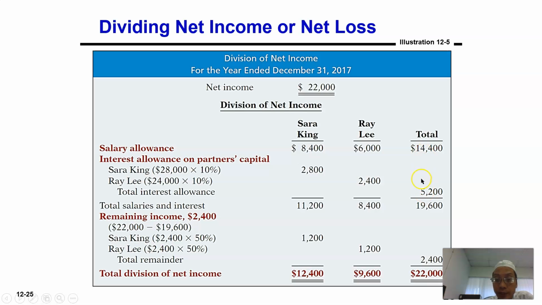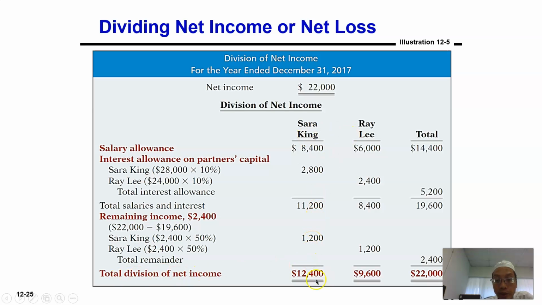The total of salary as well as interest allowance is 19,600, which is 11,200 to King and 8,400 to Lee. So the remaining out of the net income of 22,000: the amount that has been distributed based on salary and interest allowance is 19,600. The remaining is 2,400. So 2,400 is divided among the two. 2,400 divided by 2 is 1,200. So each of them, King and Lee, will receive 1,200.